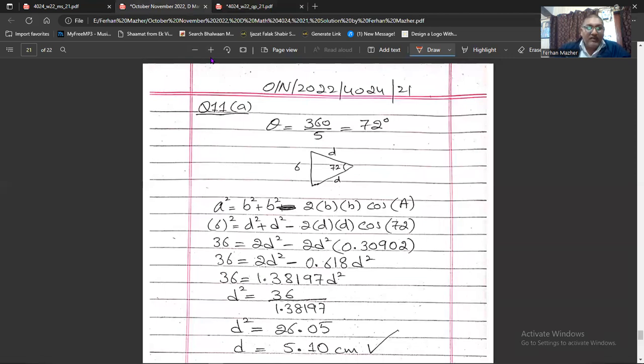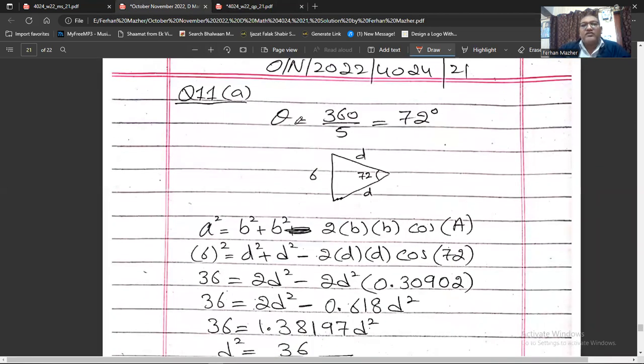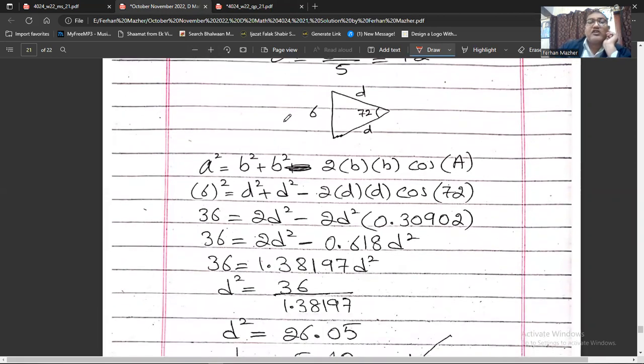So here we go. Theta will be equal to 360 divided by 5, that is 72 degrees. This is D, this is D, this is 6, and that angle is 72. So I will apply the law of cosine. According to the law of cosine, 6 squared will be equal to D squared plus D squared minus 2 into D into D into cos of 72. So it will be 36 equals 2D squared minus 2D squared into cos of 72, which is 0.30902. When you multiply it by 2, you get 0.618. So 2 minus 0.618 will be 1.38197 D squared. So when this goes to the other side, it will divide.